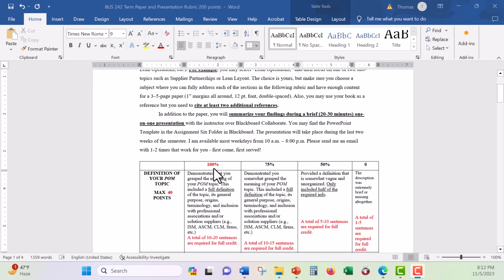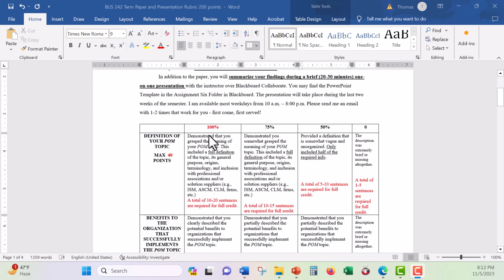There are several parts, each of which you need to define. And I'm just going to go through this first column because this is the column that's going to get you all the points. So I'm going to read it and then give you an example.